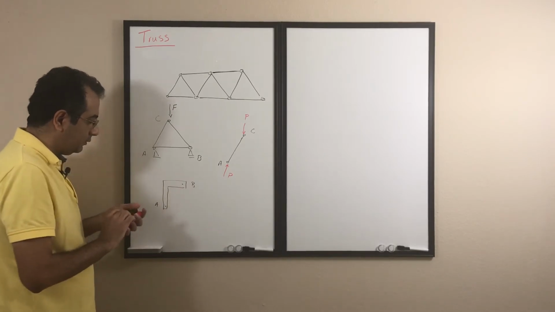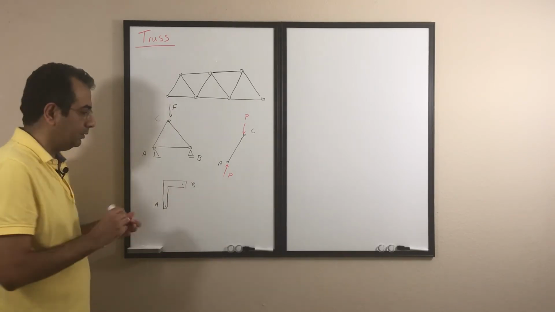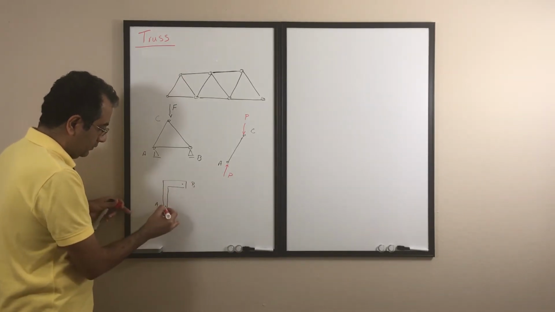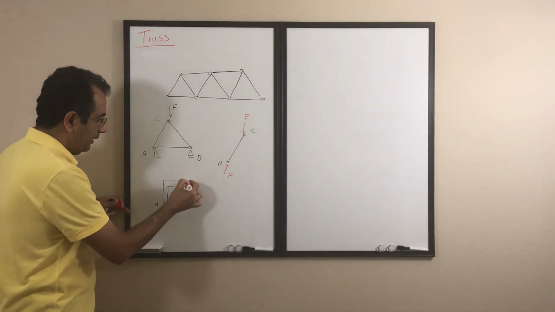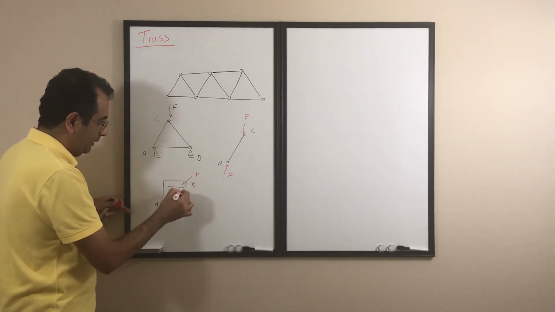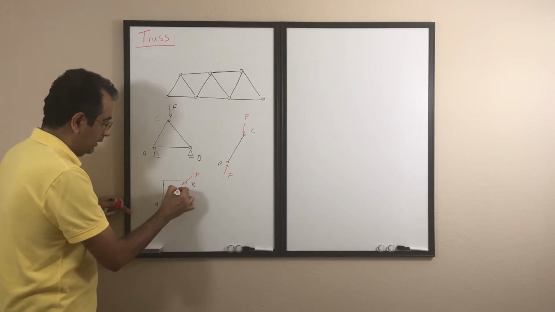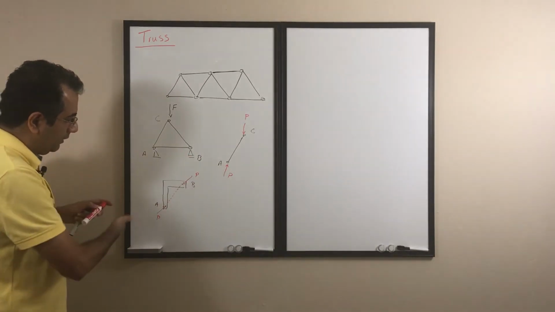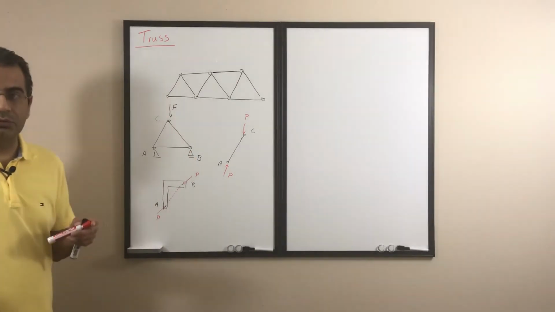Remember, the only way that the two force member could be in equilibrium was that, first of all, the forces that apply are equal and in opposite direction. So if this is P, this should be P. And also they should have the same line of action. They should be equal, they should be opposite.